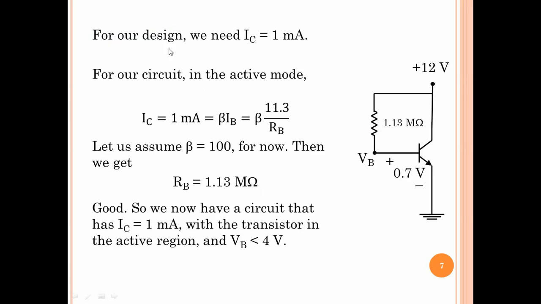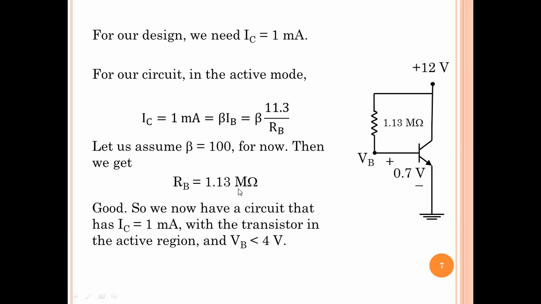Of course we want to design for a collector current of 1 milliamp. And because this transistor is in the active region, we know that IC is equal to beta IB. So we say 1 milliamp is equal to beta IB, and IB we just found is 11.3 divided by RB. Beta for now let us assume to be 100. We are told it will vary from 50 to 200. Let's assume 100 for now. Then we substitute 100 here. We know 1 milliamp, all that, so we get a value for RB.